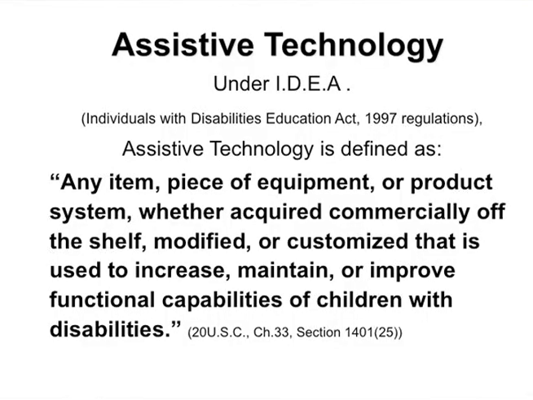Assistive technology, according to the Individuals with Disabilities Education Act 1997, is defined as any item, piece of equipment, or product system, whether acquired commercially off the shelf, modified, or customized, that is used to increase, maintain, or improve functional capabilities of children with disabilities.